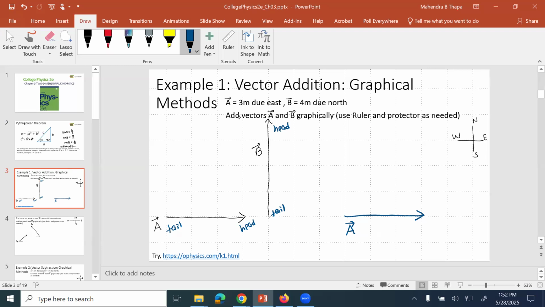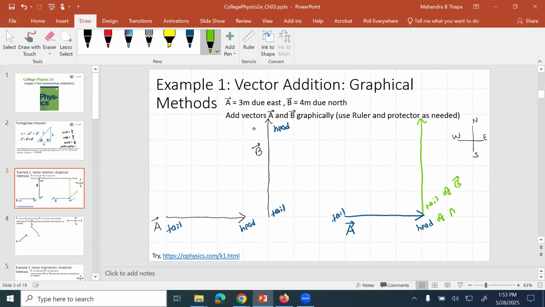Okay, so now to use the head and tail approach, the tail of vector B should be over the head of vector A. So this is again the tail of vector A. This is the head of vector A. I need to put vector B such that the tail of vector B and head of vector A will be at the same point. So look at here. This is the tail of vector B. This is the head of vector A.